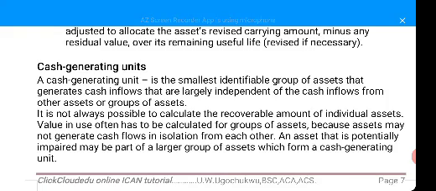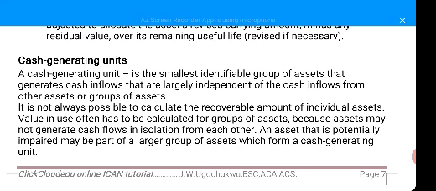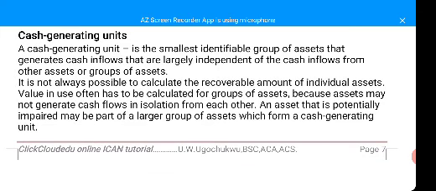So cash generating units should have their own impairment tests. You should test for impairment separately from other groups of assets. It is not always possible to calculate the recoverable amount of individual assets. The value in use often has to be calculated for a group of assets because assets may not generate cash flows in isolation from each other.